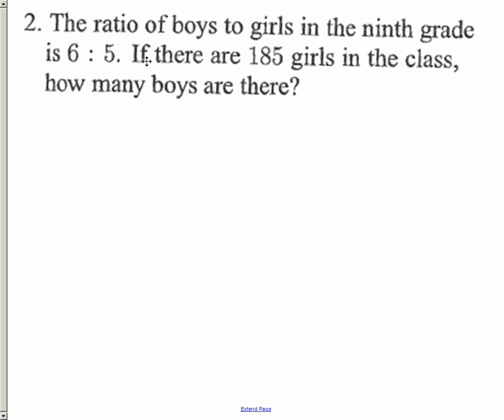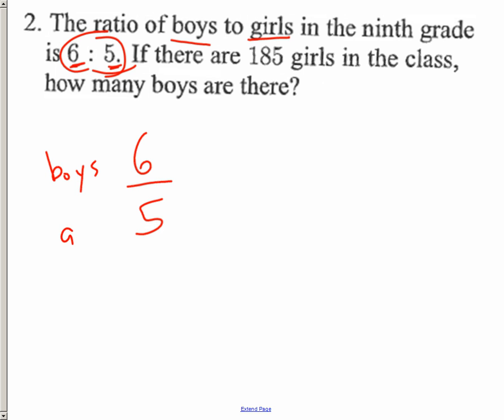Number 2, the ratio of boys to girls in the ninth grade is 6 to 5. If there are 185 girls in the class, how many boys are there? All right, so the ratio of boys to girls relates to the 6 to 5. So I'll put 6 and 5 here. I know that because it says boys to girls, this first number needs to be boys and the second one needs to be girls. So let's label our proportion just like this, so we'll know that the top row refers to boys and the bottom row refers to girls.